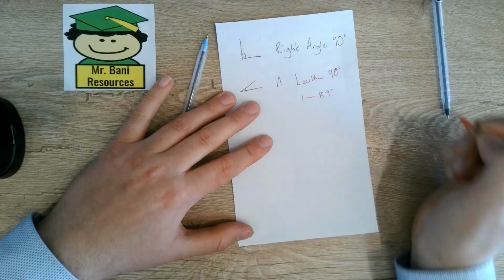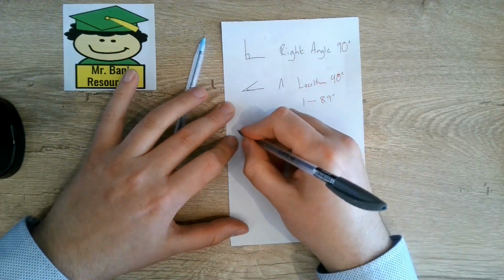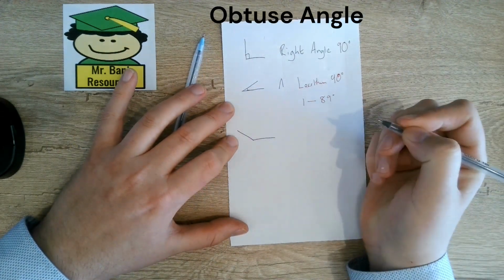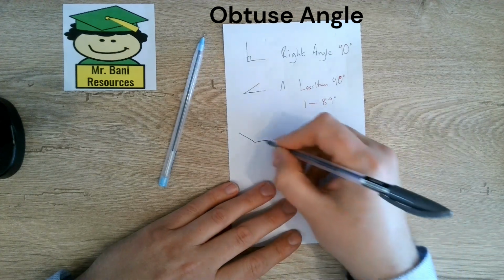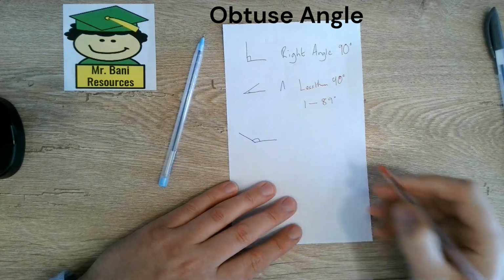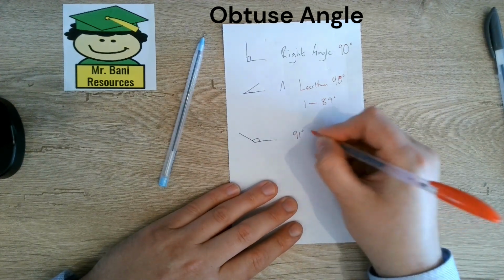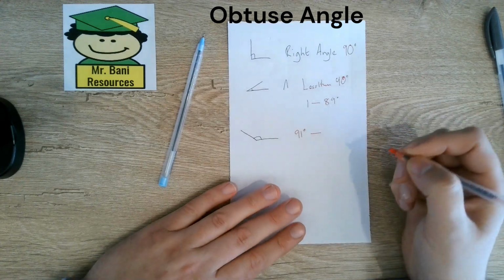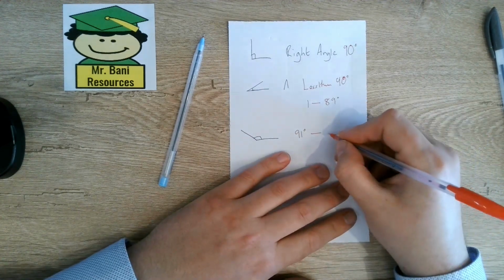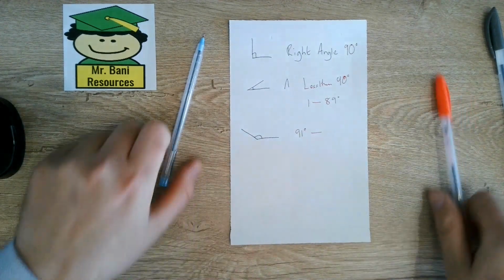Degrees. Okay, what if it's more? What if it is bigger? Yeah, well done. You've got obtuse. Now an obtuse is bigger than 90. So I guess it'll be 91 degrees. And then, yeah, exactly. Not 100 degrees. What's a straight line?